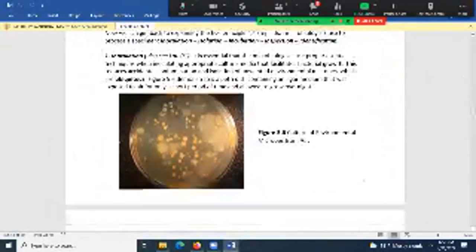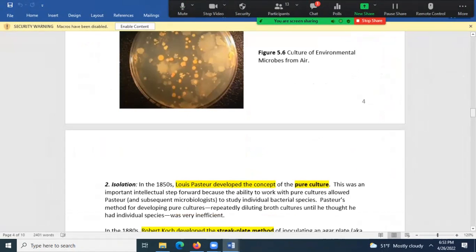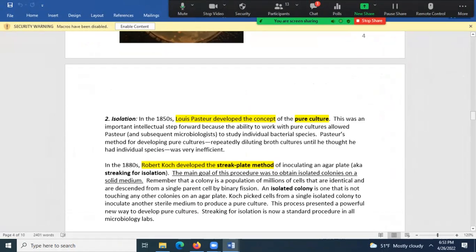All right, so read about inoculation. That's putting the bacteria on a media to grow it up. Isolation is growing up a pure culture. And so when you're getting a culture from a clinical specimen, you need to put it on the media in such a way that you can get isolated colonies to grow. And Louis Pasteur developed the concept of isolation and developing a pure culture.